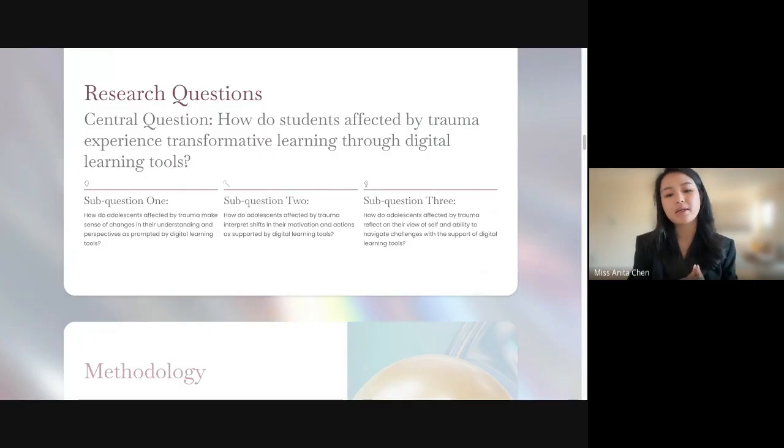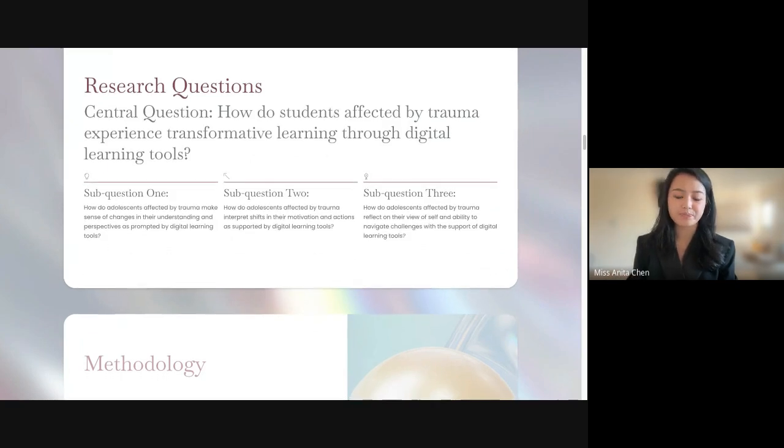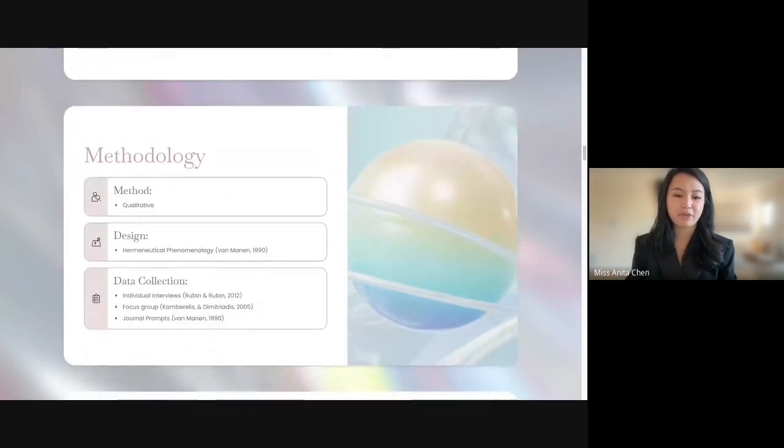tools? Sub-question 2 focuses on the during state. How do adolescents affected by trauma interpret shifts in their motivations and actions as supported by digital learning tools? And finally, sub-question 3 focuses on the after state. How do adolescents affected by trauma reflect on their view of self and ability to navigate challenges with the support of digital learning tools? This brings me to my methodology.